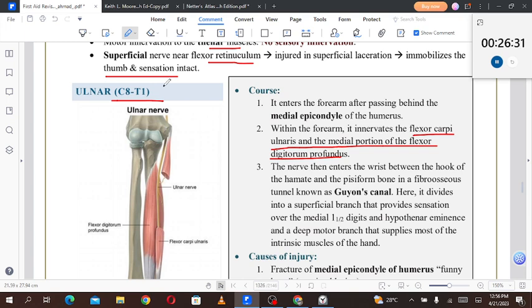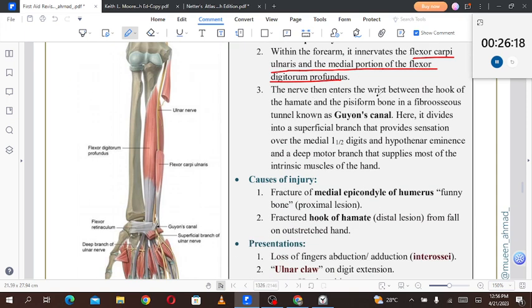In the flexor compartment, most of the muscles are supplied by the median nerve. The muscles not supplied by the median nerve are these two: flexor carpi ulnaris and the medial portion, or the ulnar half, of flexor digitorum profundus. The nerve then enters the wrist between the hook of the hamate and the pisiform bone in a fibro-osseous tunnel called Guyon's canal.